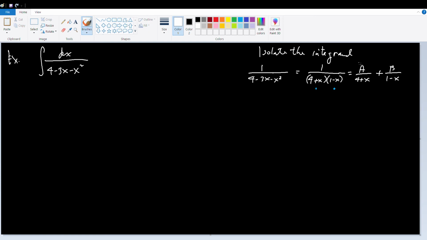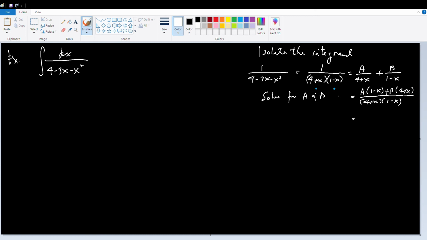So the next thing to do here is to solve for the constants A and B. So we simply combine the two fractions. We'll be getting the same denominator, of course. So that will be A times (1 minus x) plus B times (4 plus x).